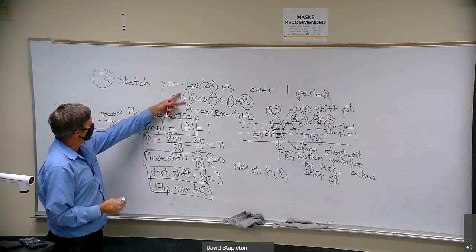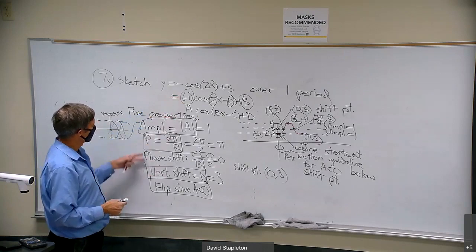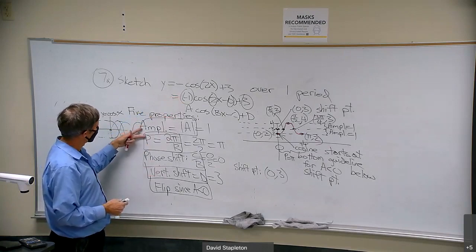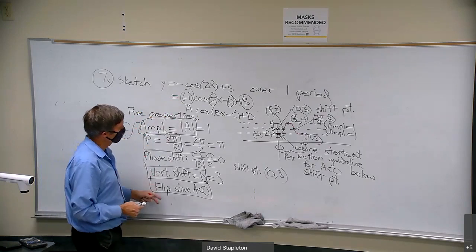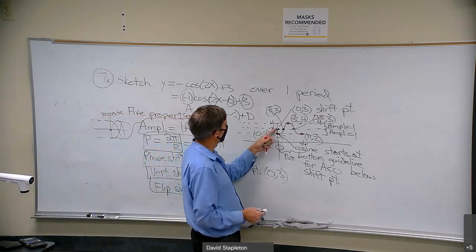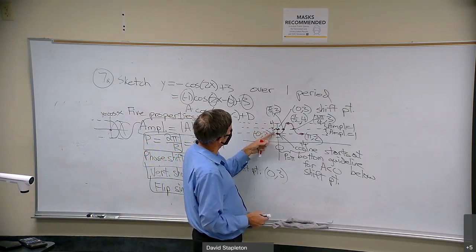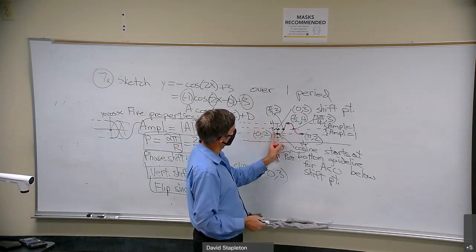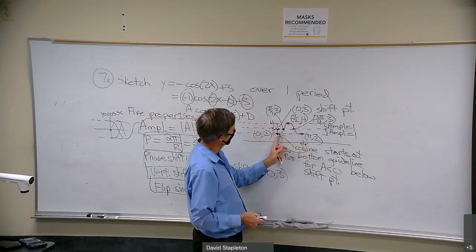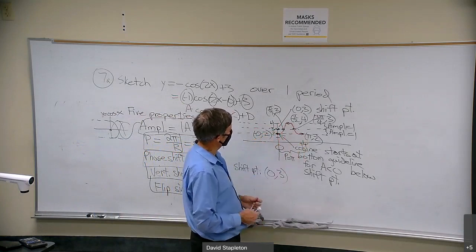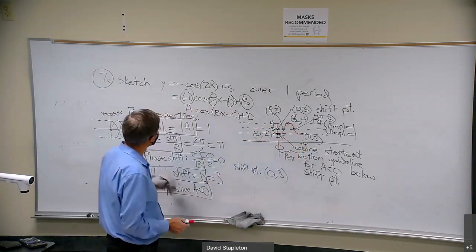Find the 4 letters from the equation. Use those to find the 5 properties. Start at the shift point. Unflipped cosine starts at the top guideline. Flipped starts at the bottom guideline. Sine goes through the middle, up if A is positive, down if A is negative. Draw one period by going over whatever the period was. Find these 5 exact points. You can sketch it very nicely.